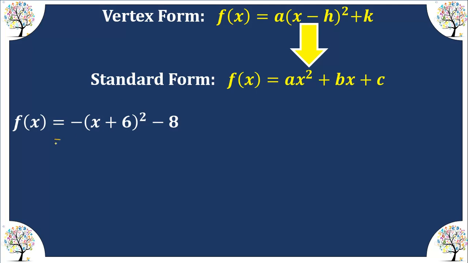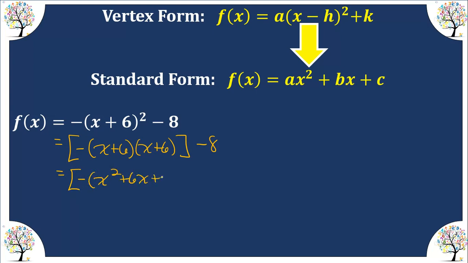Again, order of operations. I encourage you to use grouping symbols. So we have x plus 6 times x plus 6 minus 8. So we are going to do our exponents by multiplying this binomial. Then we will multiply by the negative 1, and then we will add in the negative 8 last. We have x squared plus 6x plus 6x plus 36. We will combine the middle terms. We have our perfect square trinomial right there.